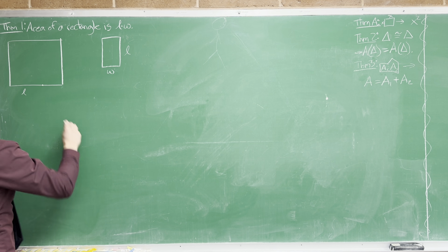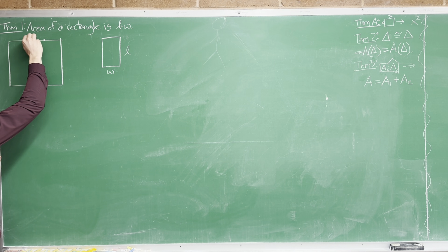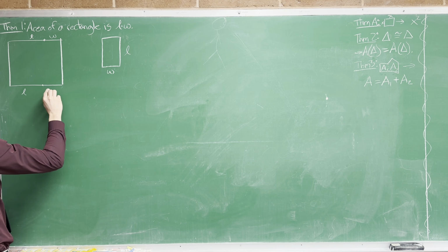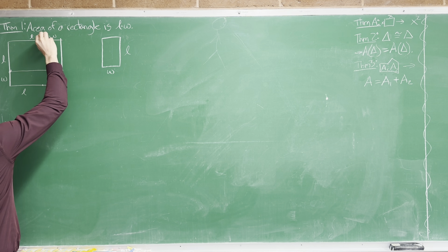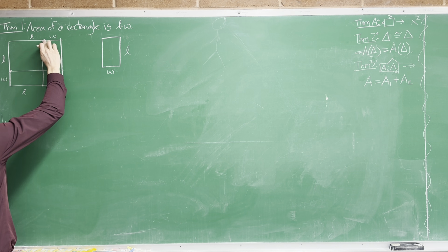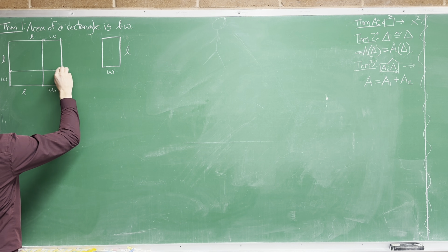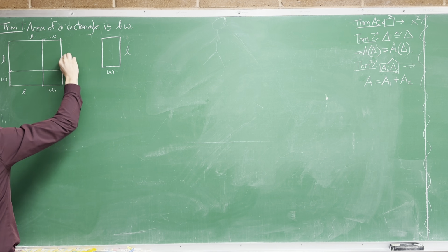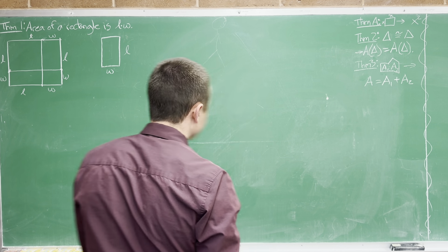With me? So I'm coming over here and I'm going to draw a square where this is L, this is L, this is W, this is W, this is W, this is L. Looks similar to how we proved the Pythagorean theorem. Yes, very similar. And once again, it's not surprising that the Pythagorean theorem is done that way because it's a theorem stating a relationship between areas.